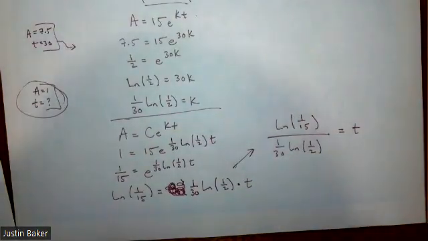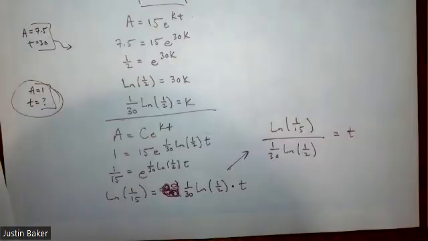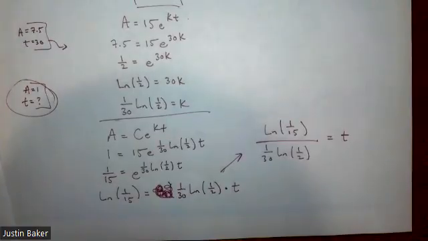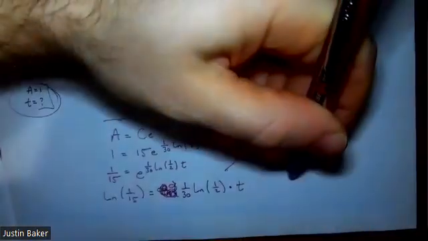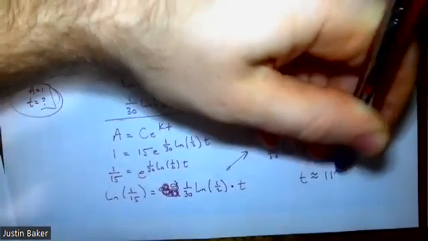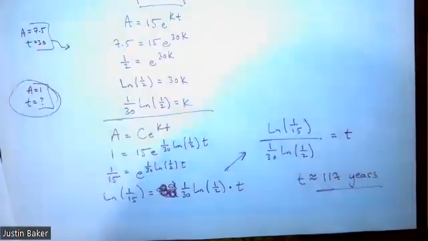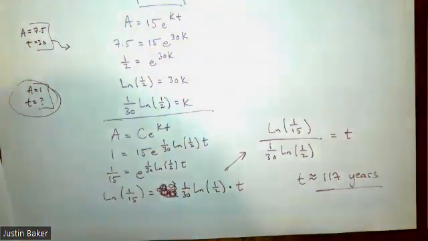Now, that answer doesn't do us a whole lot of good in terms of what does that mean? So I'm pretty sure this would probably land in a calculator kind of question. And if you fired all of that into a calculator, it would come out to be that t was approximately, if we were rounding, equal to 117 years roughly.